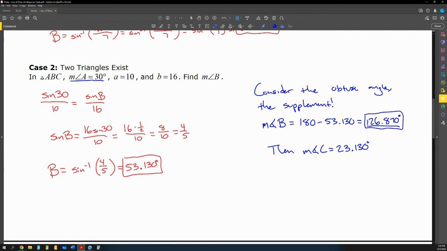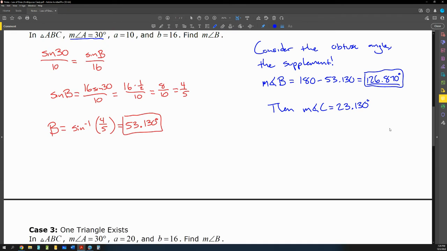So this obtuse angle also works. Okay. All right, so in summary for this one, we get an answer for an angle, but we have to consider the supplement and see if that forms a triangle. Okay. Let's try one more example.